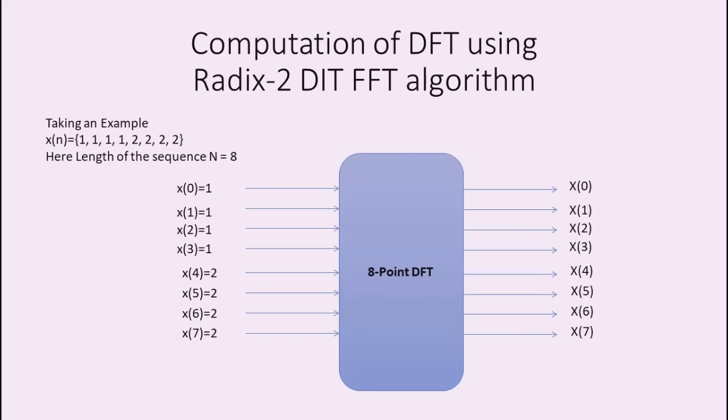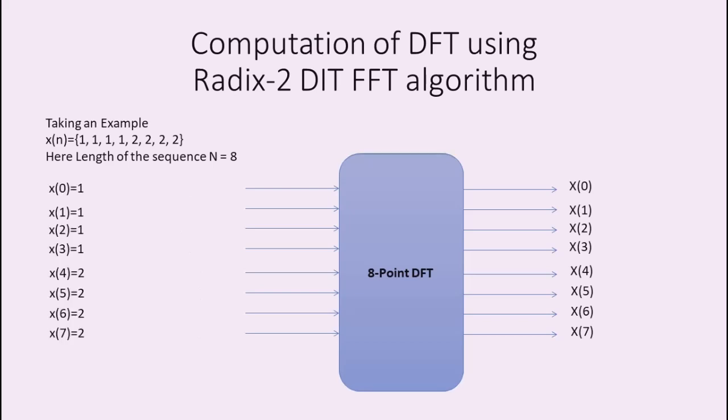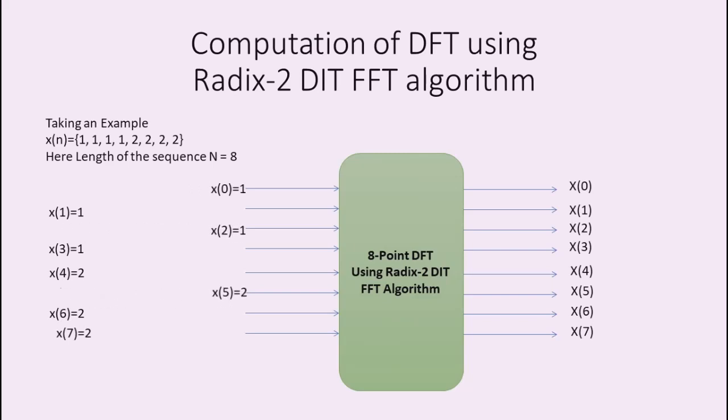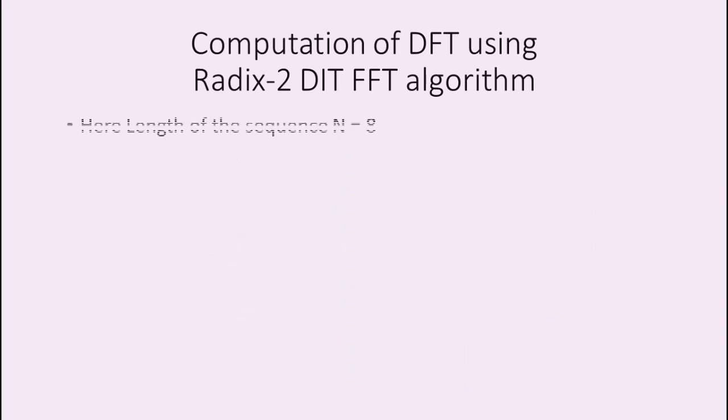Now, if we compute this DFT by using the radix 2 DIT FFT algorithm, we have to change the order of the input sequence by the bit reversal method. x0, x2, x5, x7 positions remain the same, and x1, x3, x4 and x6 positions will be changed. Here the length of the sequence is 8.